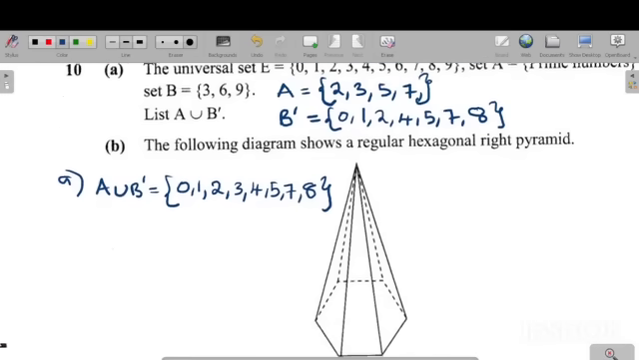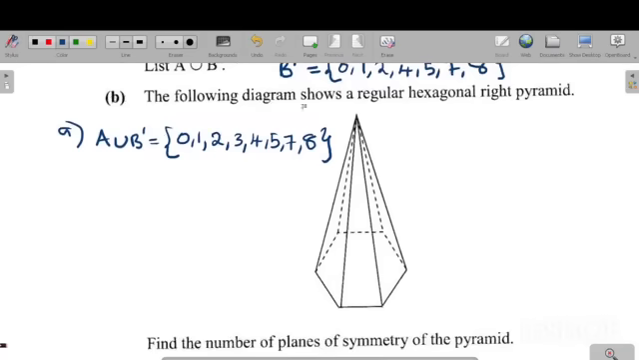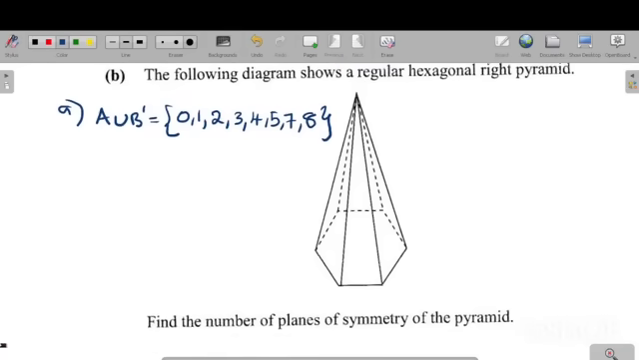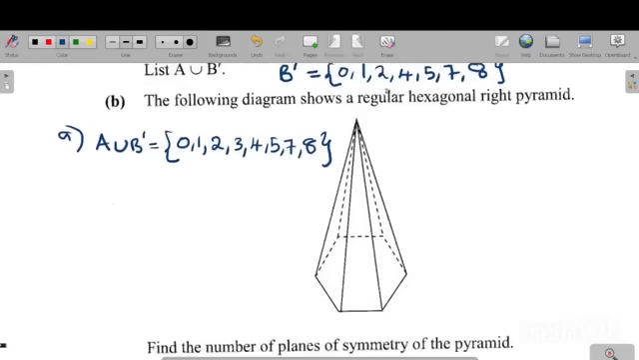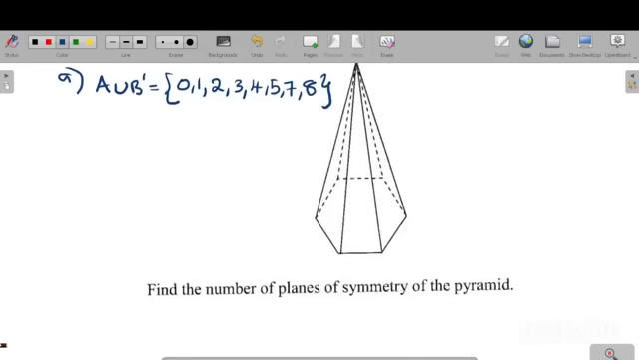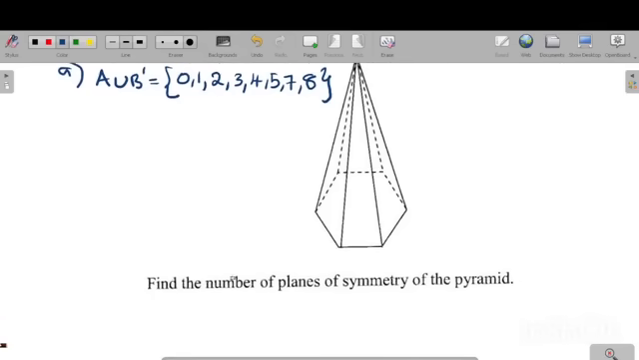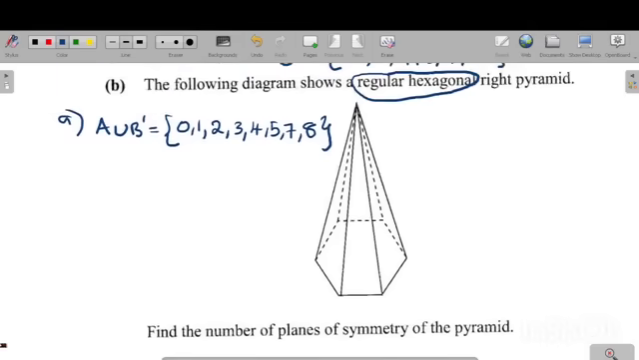All right. Part B. The following diagram shows a regular hexagonal right pyramid. So here you need to pay attention to the word regular hexagonal. Find the number of planes of symmetry of this pyramid.